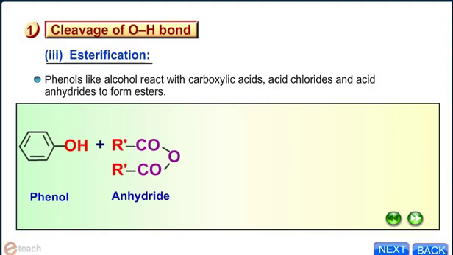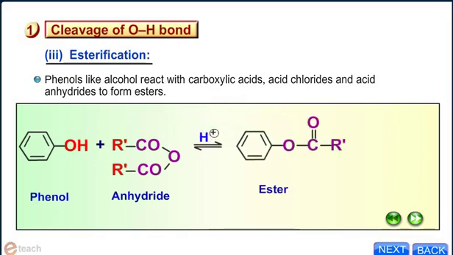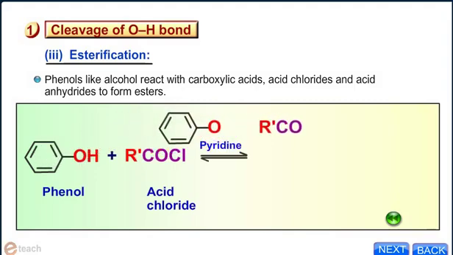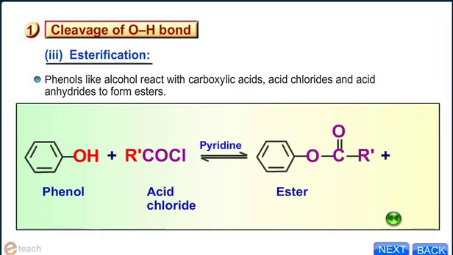C6H5OH plus (R-CO)2O in presence of H plus gives C6H5OC=OR', which is ester, plus R'COOH, which is carboxylic acid. Consider also the reaction C6H5OH plus R-COCl in presence of pyridine gives C6H5OC=OR' plus HCl.